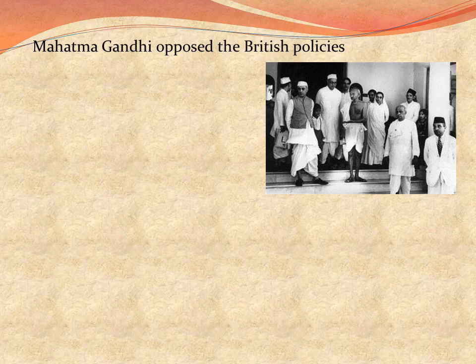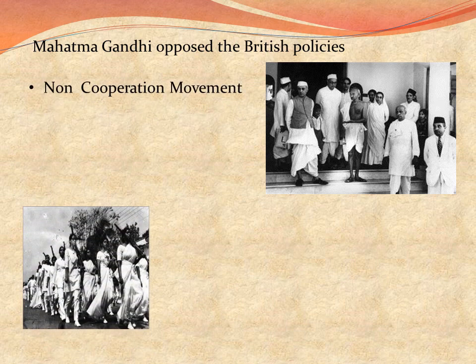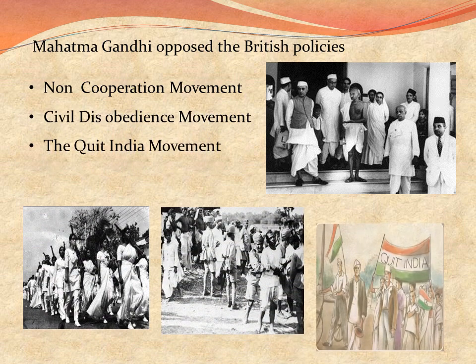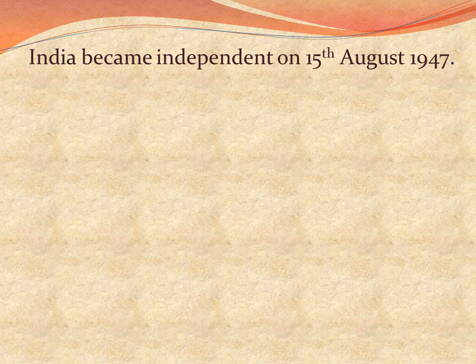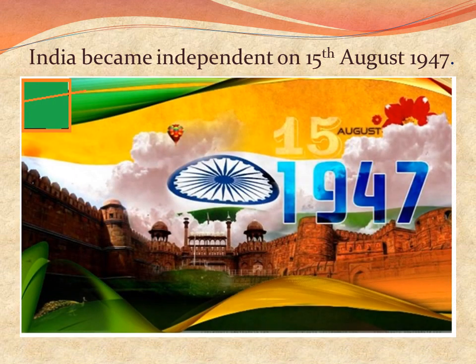On the platform of the National Congress, Mahatma Gandhi opposed the British policies through the non-cooperation movement, civil disobedience movement, and the Quit India movement. You will study about this in detail in class 5. After a lot of struggle and loss of many lives, India finally became an independent country on 15th August 1947.